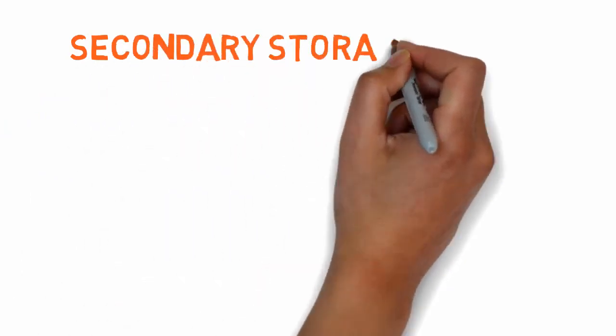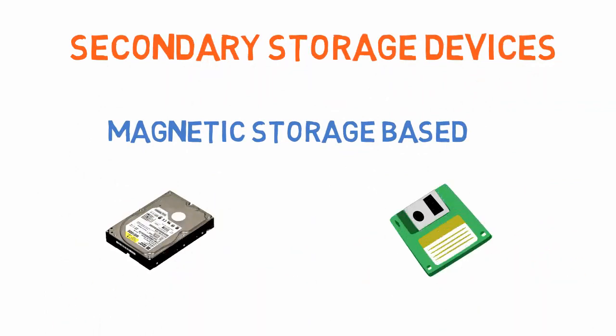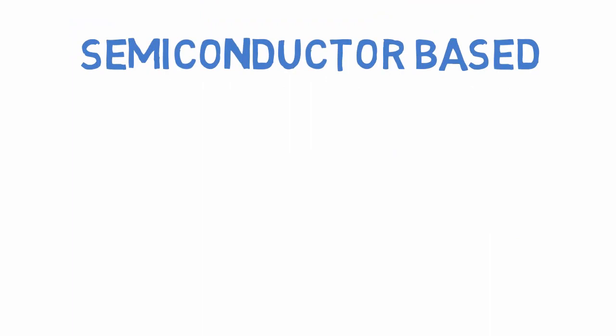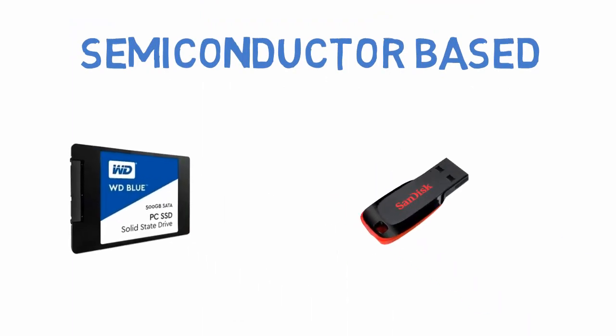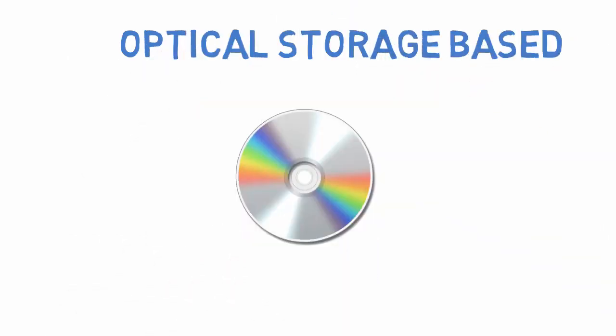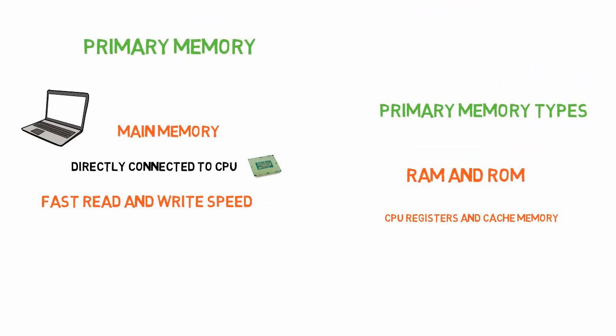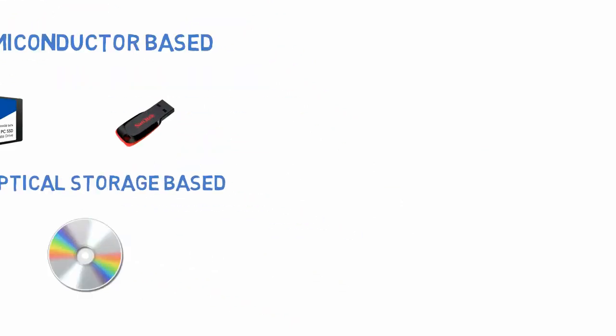There are lots of different secondary storage devices, like magnetic storage based hard disks and floppy disks, which have a magnetic rotating disk; semiconductor based SSDs and flash drives, which don't have any moving parts like hard drives; and optical storage based CDs and DVDs, which use a beam of light to read or write data. Now you've got a general idea of primary storage and secondary storage and how they are different from each other. Let's go a little bit deeper to understand it better.